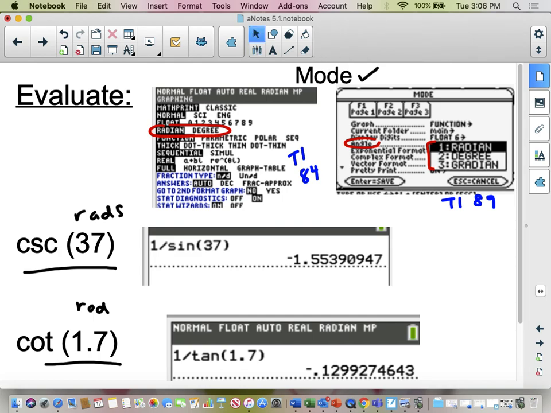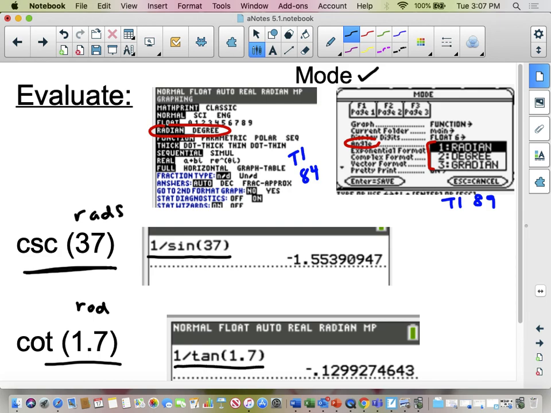The other thing I wanted to make sure you were careful of when you type this into your calculator: cosecant, you don't have a cosecant button, but you do have a sine button on your calculator. So cosecant is the reciprocal of sine. So you reciprocal your trig function, but not the angle. Don't do 1/37. You do 1/sine of 37. And same with cotangent, it's the reciprocal of tangent. So you don't flip the angle, you just flip the trig function.